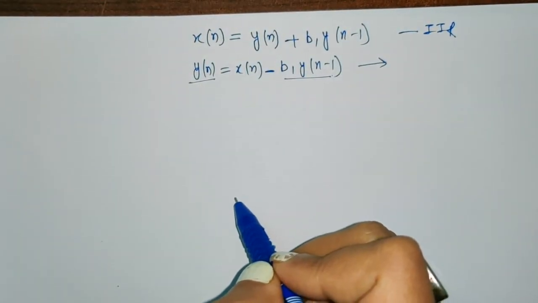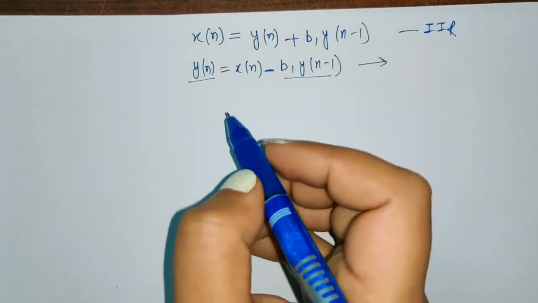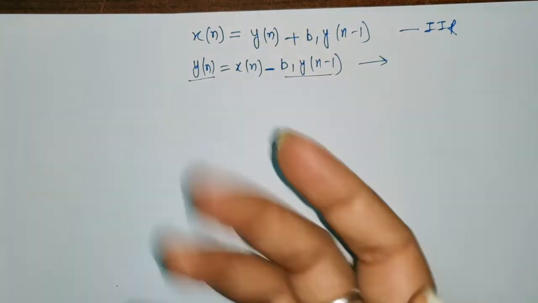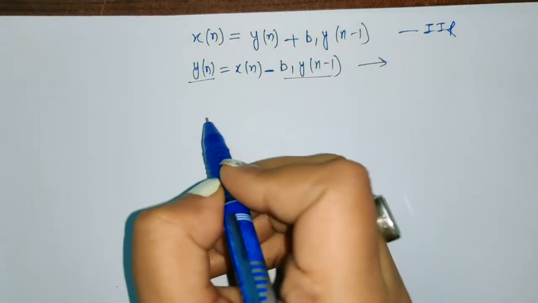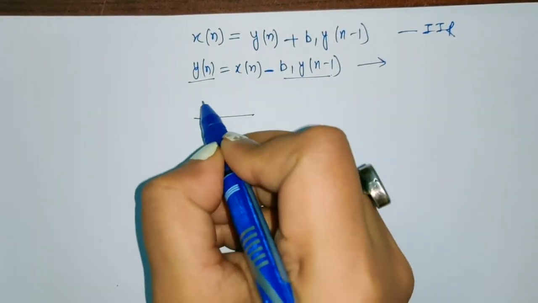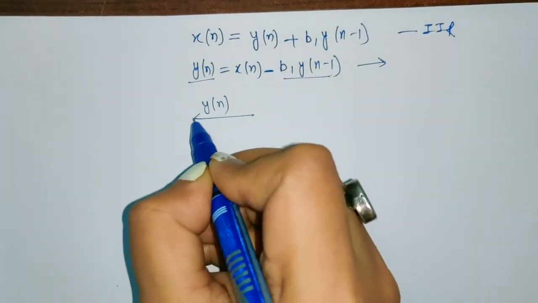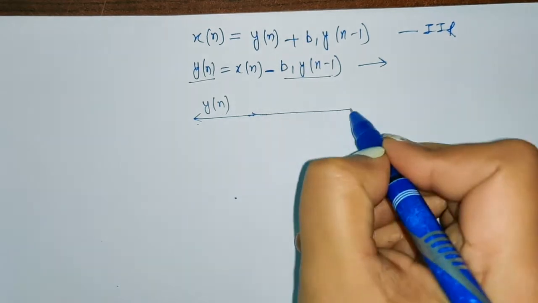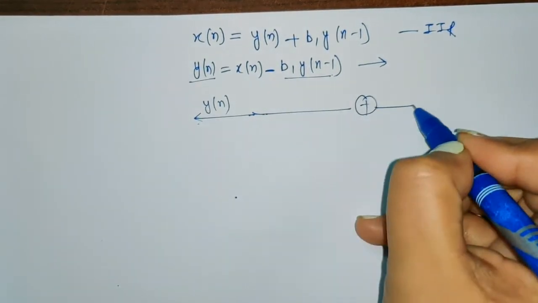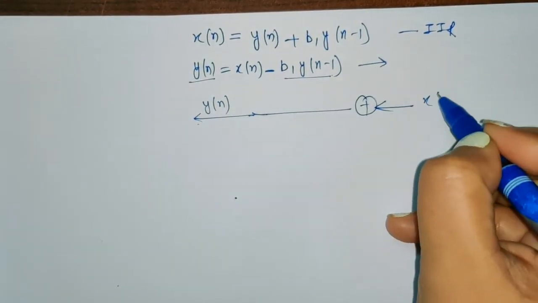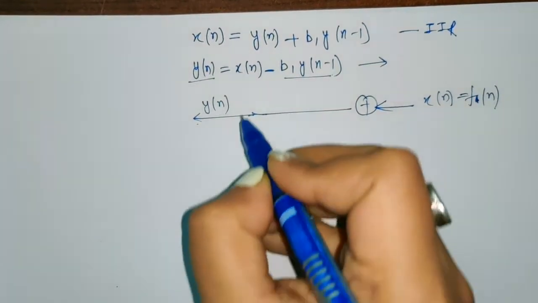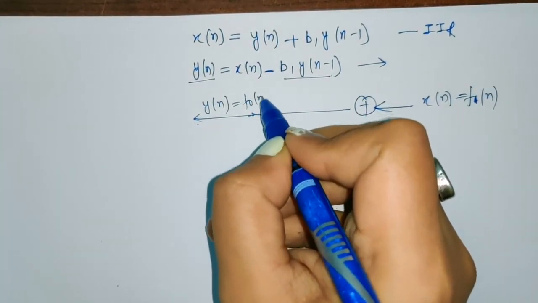So how are we going to realize it? It is very simple. You simply interchange the input and output. In the previous case, we first took the input. Now here we are going to take the output. Suppose this is your output yn. Here we have one adder. In this we have input xn, and this xn is nothing but your f1n, because yn is your f0n.